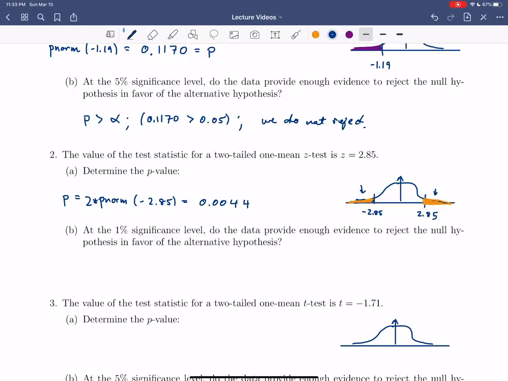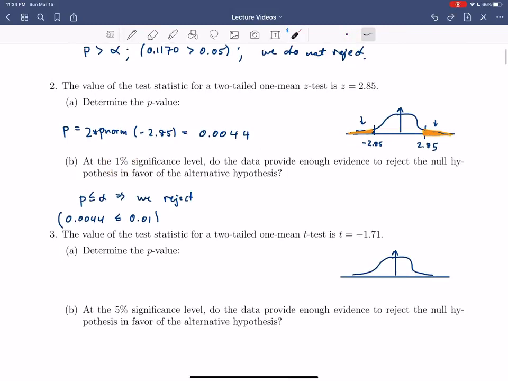At the 1% significance level, do we reject the null hypothesis or not? And the answer is yes. Because p is less than or equal to alpha, we reject. And again, remember, p was our value 0.0044, and our alpha was our significance level. That's the 1% significance. Okay, so 1% significance, so we do reject.